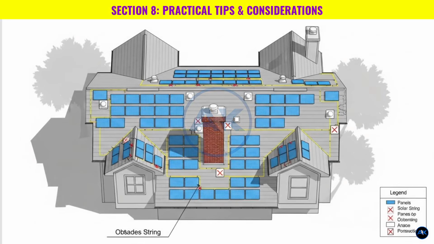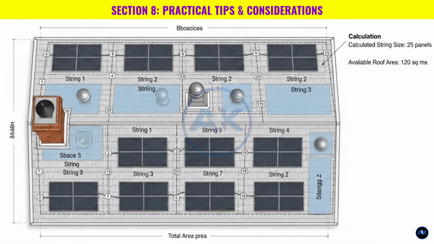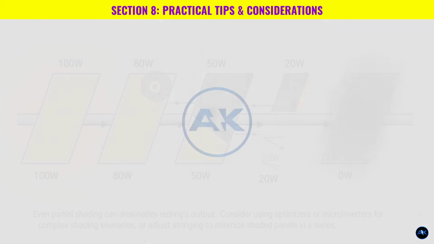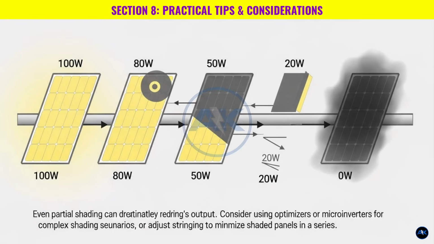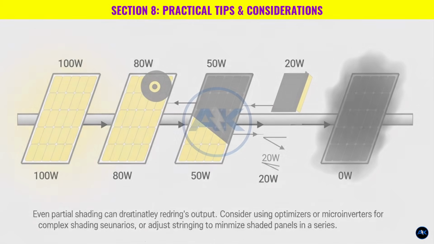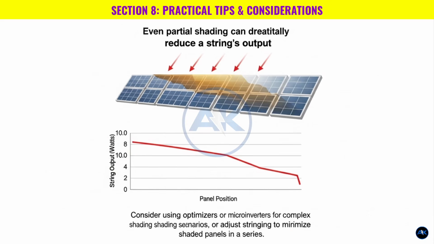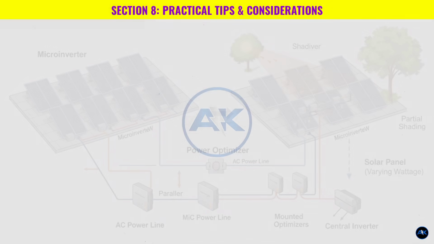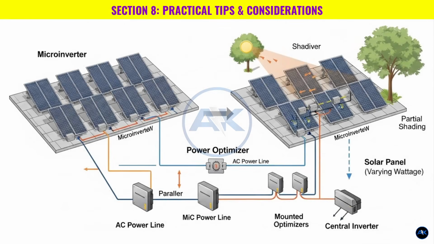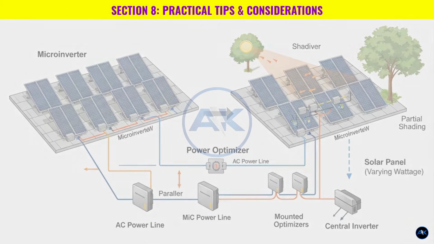Beyond the math, here are some practical tips. Roof space and layout. Does your calculated string size physically fit on your roof, considering obstacles like vents, chimneys, and shading? Shading analysis. Even partial shading can drastically reduce each string's output. Consider using optimizers or microinverters for complex shading scenarios, or adjust stringing to minimize shaded panels in a series.